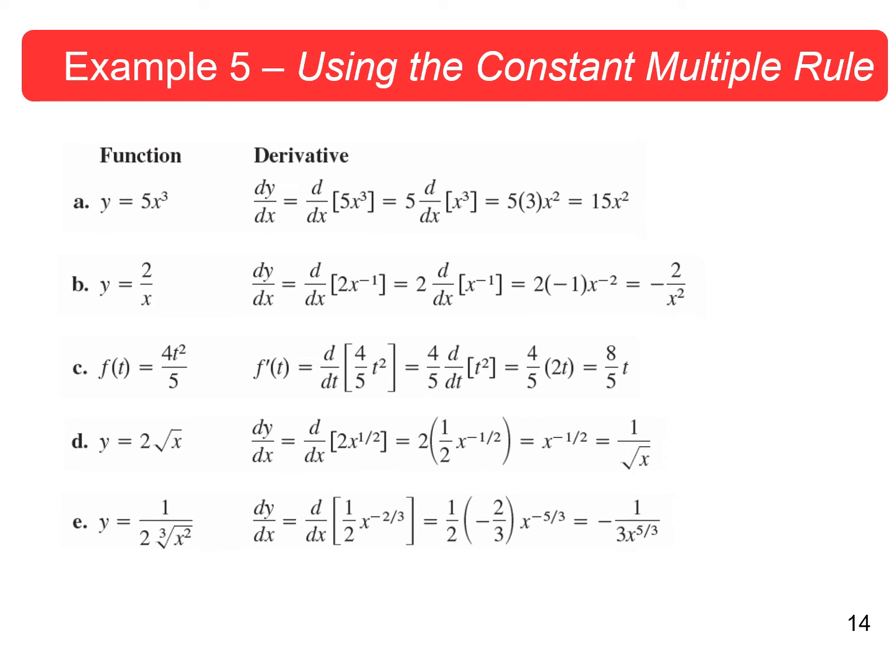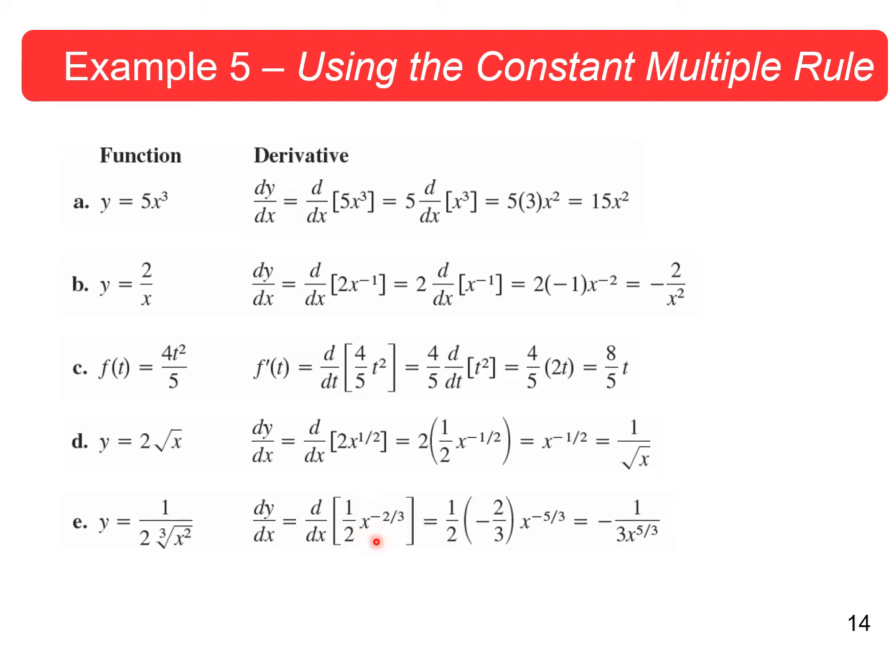Next, find the derivative of 1 over 2 times the cube root of x squared. The first step is to write this in exponential form. You can rewrite this as 1/2 times x to the negative 2/3. And then take out 1/2, then differentiate this.